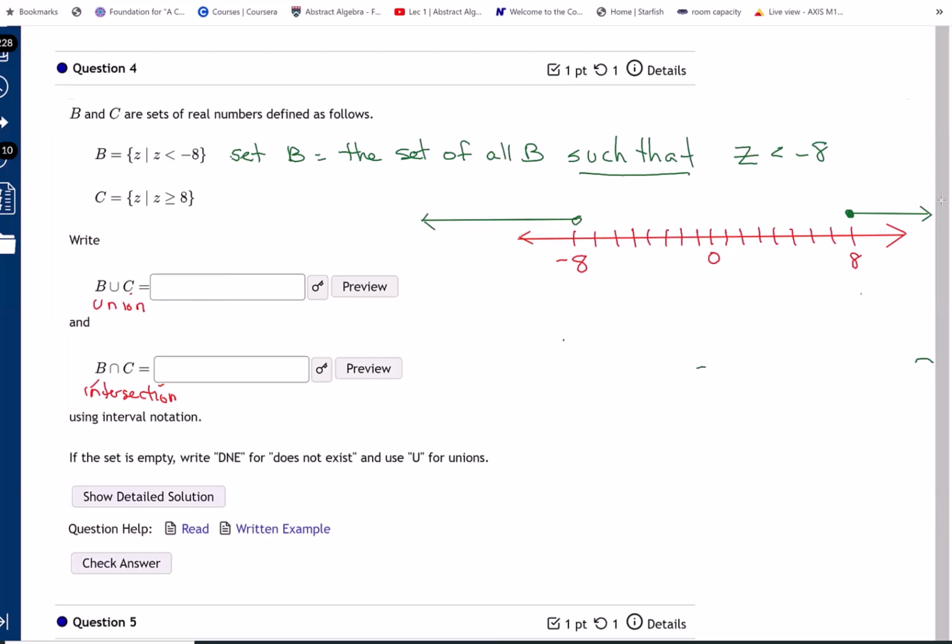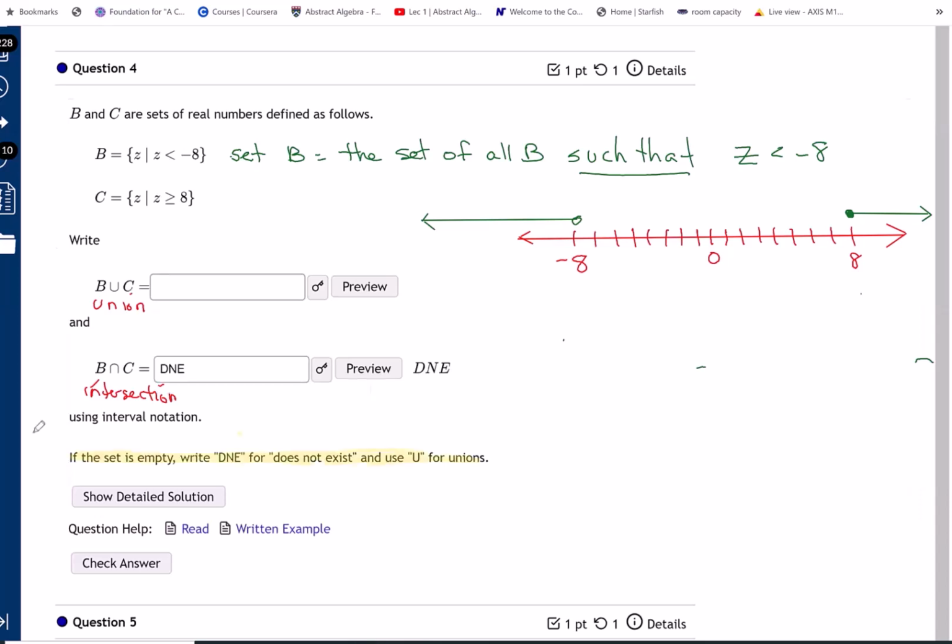If I want to know what the intersection is, I'm going to do the intersection first. It's what they have in common. And those two lines never have anything in common. They're completely separate, which means this is just going to be the null set. Oh, wait, if the set is empty, write DNE, or does not exist. We always want to read all these things.